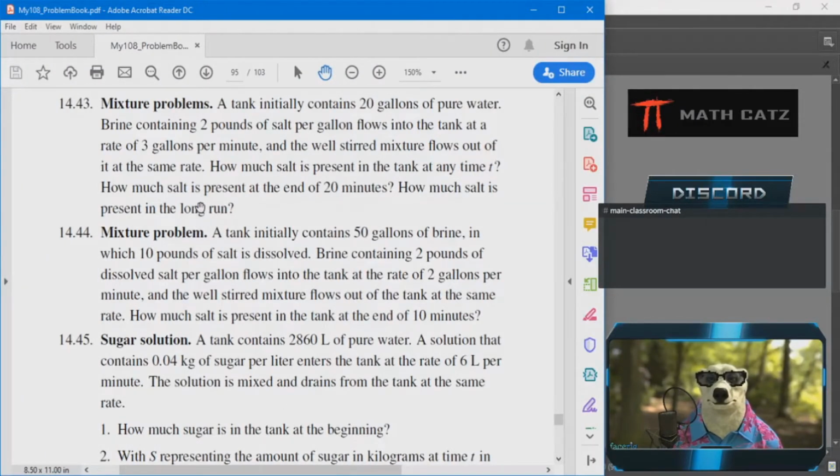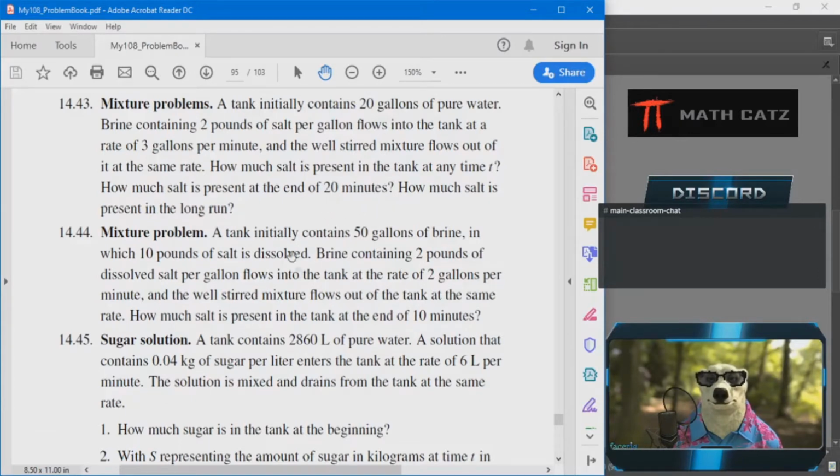Let's look at 1443. A tank initially contains 20 gallons of pure water. Brine containing 2 pounds of salt per gallon flows into the tank at a rate of 3 gallons per minute, and the well-stirred mixture flows out of it at the same rate. How much salt is present in the tank at any time t? And then how much salt is present at the end of 20 minutes? How much salt is present in the long run? Okay, fine. I'm going to need the function to answer those questions.